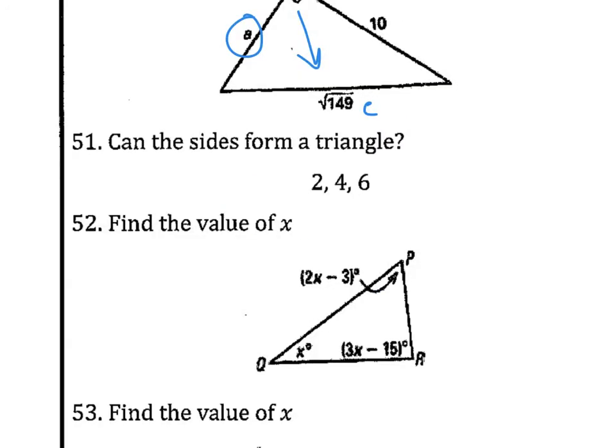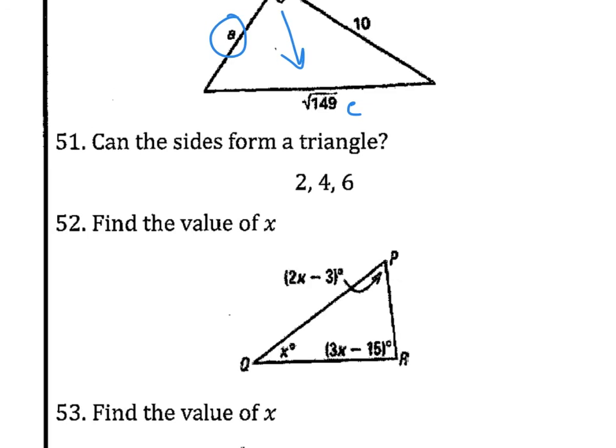In number 51, can these sides form a triangle? So you take the 2 shortest sides again, add them together. They've got to be bigger than the 3rd side in order to be a triangle.